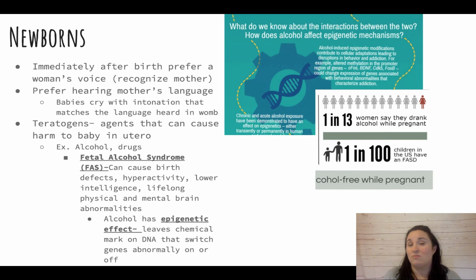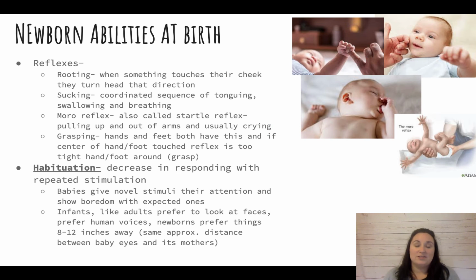And they're actually also more prone to alcoholism. Alcohol also has an epigenetic effect on genes, meaning it leaves a chemical mark. It alters one's genes. So at birth, babies have certain reflexes. Some of these are rooting. Rooting is if a baby's cheek gets touched, it will turn to whatever side is being touched. And this is a reflex to search for food. So generally they turn and open their mouth expecting food.